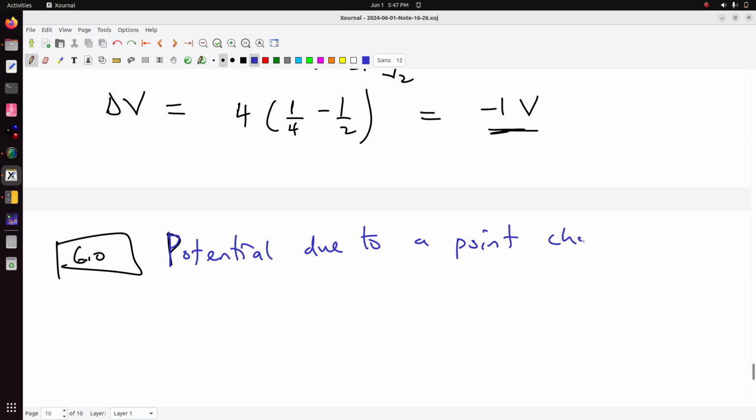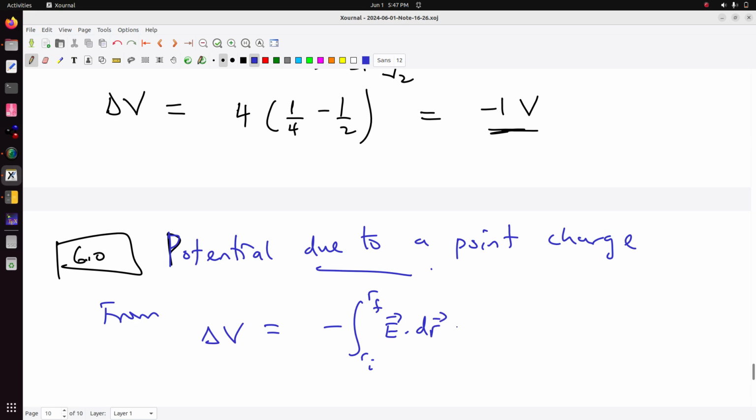Well, this can easily be obtained. We have defined many of the parameters that we need. So from our definition of potential difference, we said that the potential difference is minus the integral from Ri up to Rf of the scalar product of the electric field and the displacement vector.